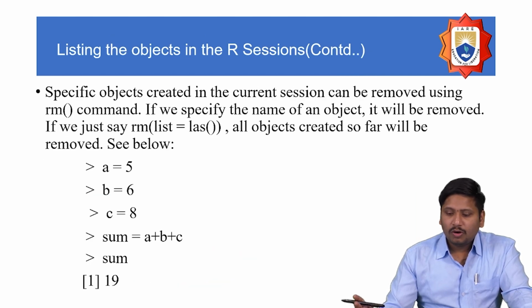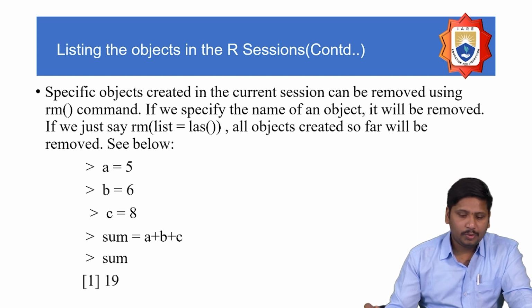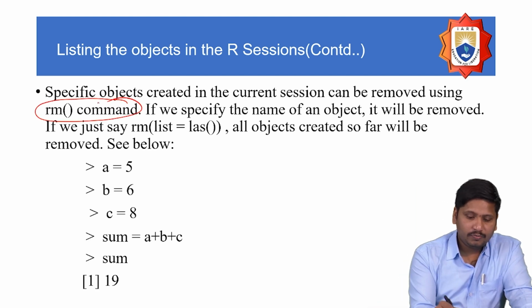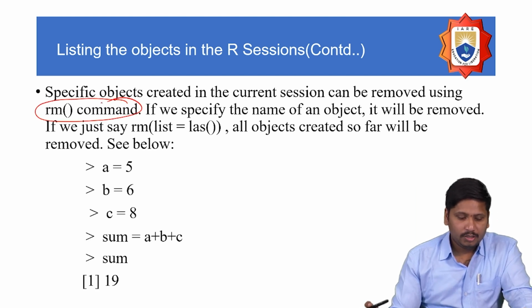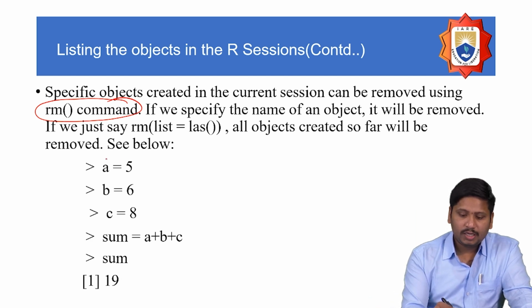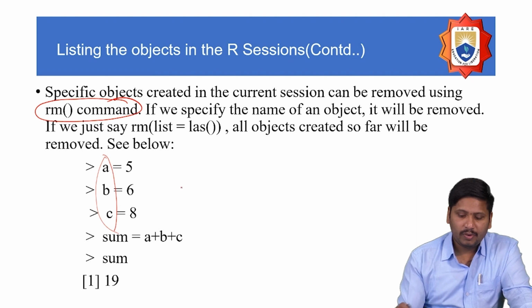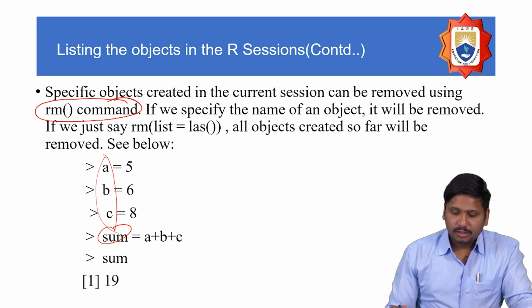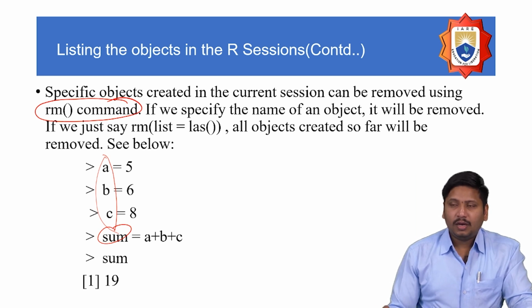Some specific objects can be created in the current session and can also be removed. How can we remove the objects that are created in our session? By making use of rm as the command here. By using the rm command, we can simply remove the variables I took here. Previously, I took A, B, C values, and sum is another variable. If I want to remove it, you can just type rm as the command here.